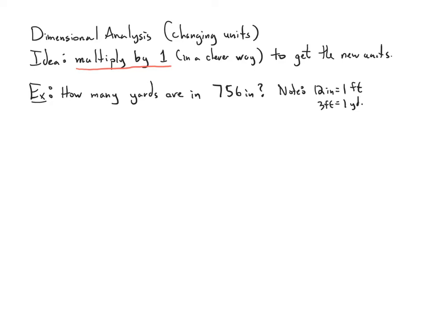So what we're going to do is write down 756 inches. And I need the units here. This is very important. Now, I know that 12 inches is 1 foot, and I know 3 feet is 1 yard. So my idea here is I'm going to go from inches to feet, because I know that conversion, and then I know the conversion from feet to yards.